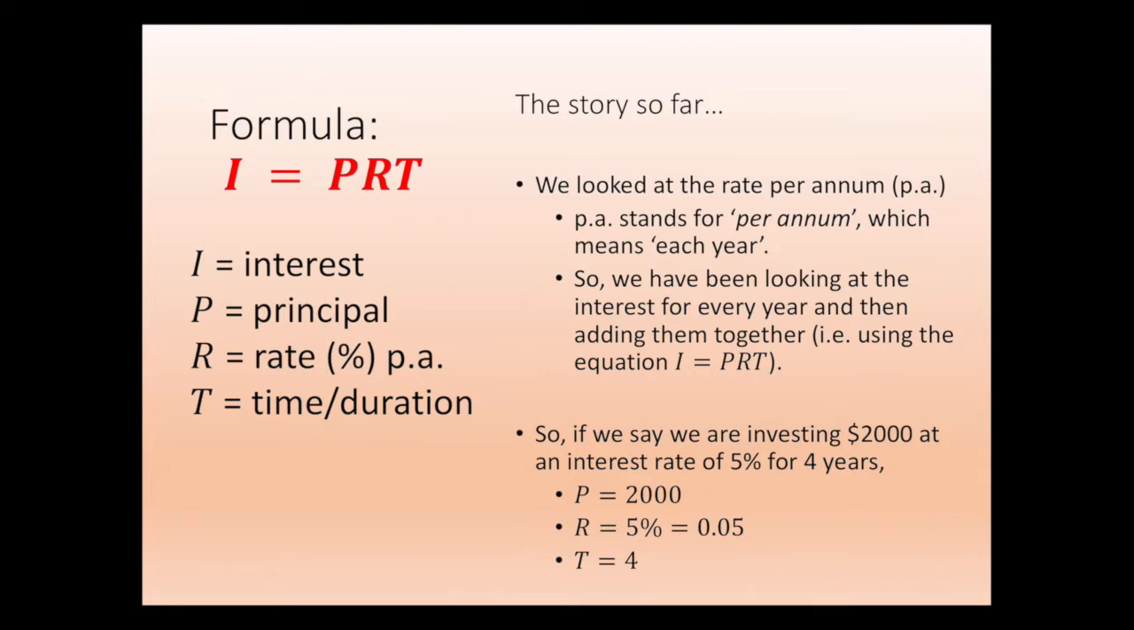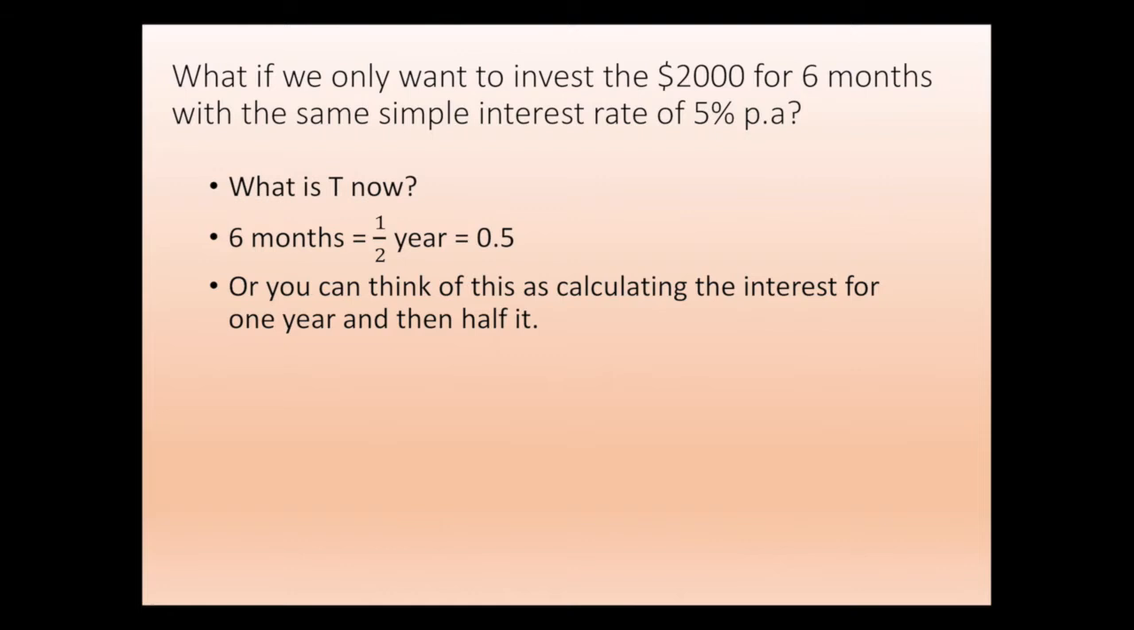If we say that we are investing $2,000 at an interest rate of 5% for 4 years, we know that P is 2,000, R is 5% or 0.05, and T is 4 for 4 years. Now what if we only want to invest the $2,000 for 6 months with the same simple interest rate of 5% per annum? So what is T now? We can see that 6 months is actually half a year, or 0.5 of a year.